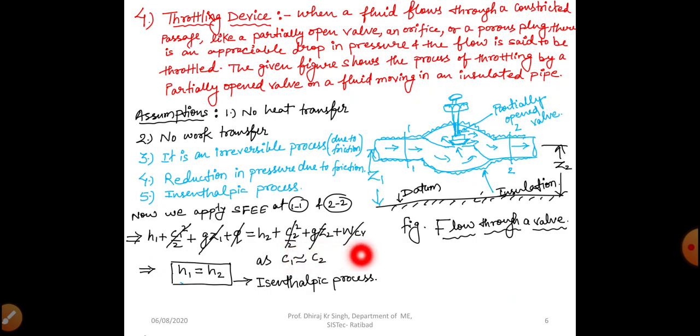That is an isenthalpic process. Isenthalpic means iso plus enthalpy. Iso means same, so enthalpy is the same. So this is H1 equal to H2. Enthalpy at inlet is equal to enthalpy at outlet. This is the final expression for the throttling device.